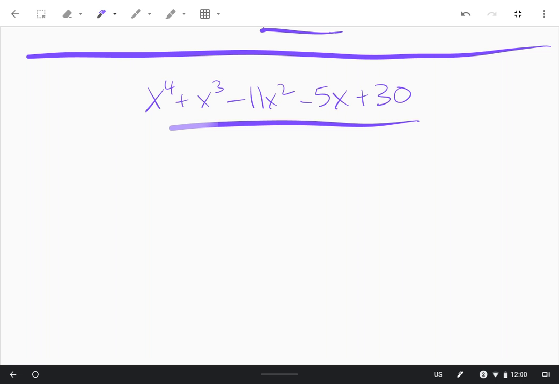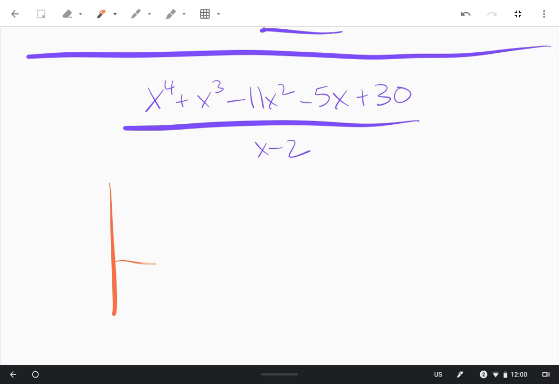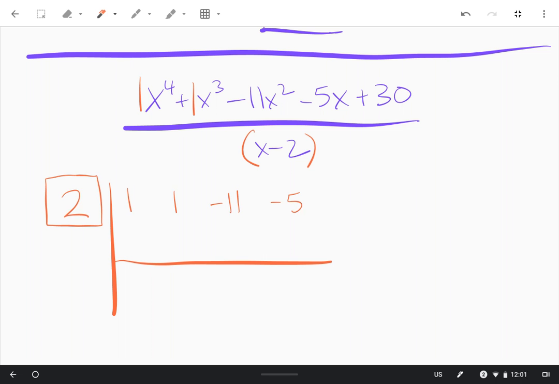So let's say I have the following: x to the 4th plus x to the 3rd minus 11x squared minus 5x plus 30, divided by x minus 2. In order to write this in synthetic division, remember you have this little t-chart, and out here you're going to write the thing that makes the denominator 0. So 2 minus 2 is 0, so we put a 2 there. Across the top, we write the coefficients of the numerator. Remember, these are going to be 1s. So we're going to have 1, 1, negative 11, negative 5, and 30.